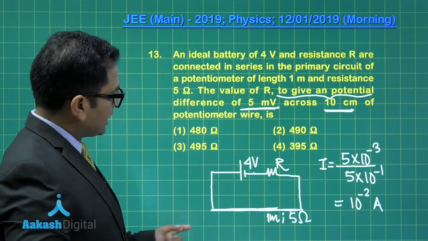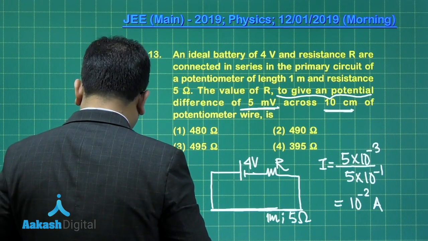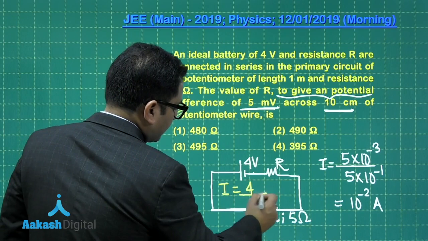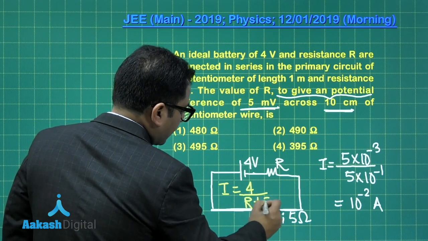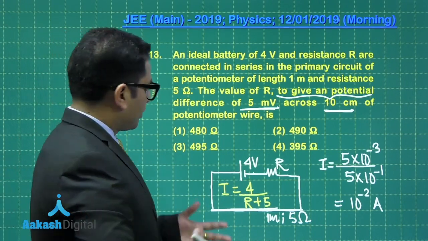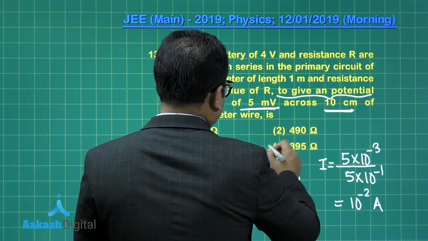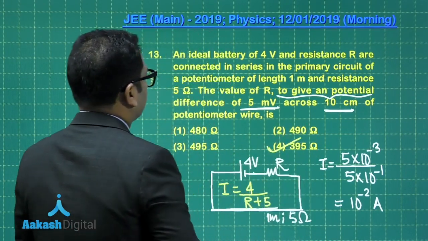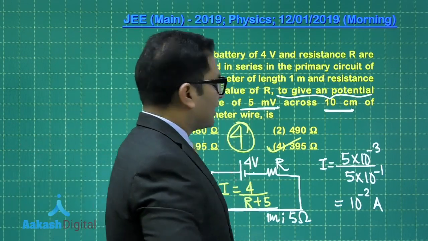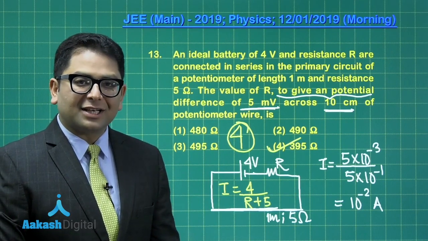Once you get the value of current, the expression of current can be written as 4 divided by R plus 5, because these two resistors are in series. So you do that simple calculation, and when you solve it, you'll get the value of resistance as 395 ohm. So option number 4 comes out to be the correct option for question number 13. Let's see the next question now.